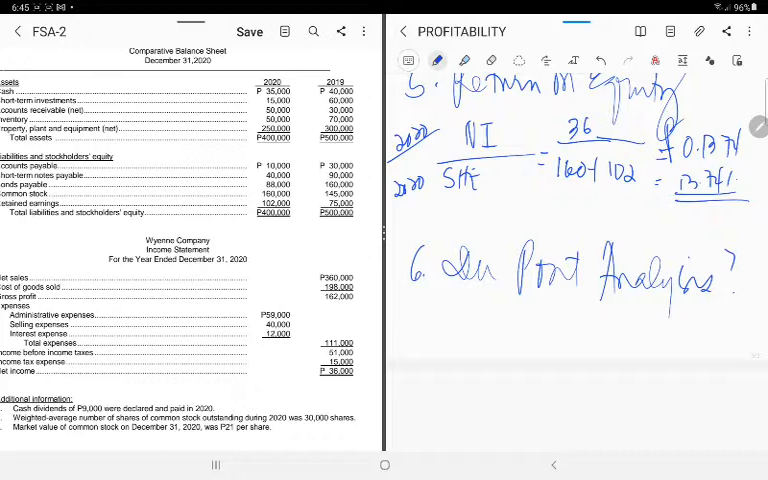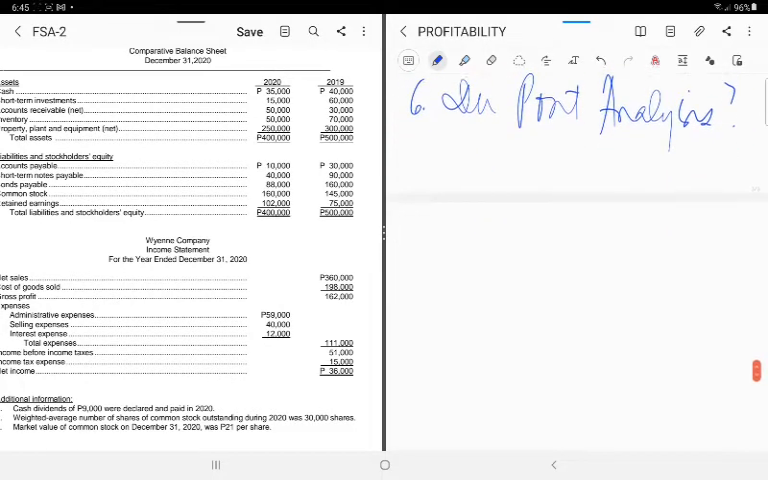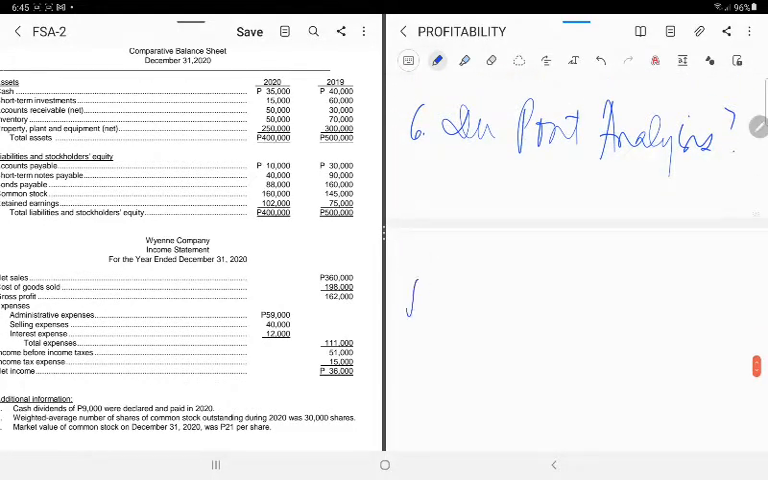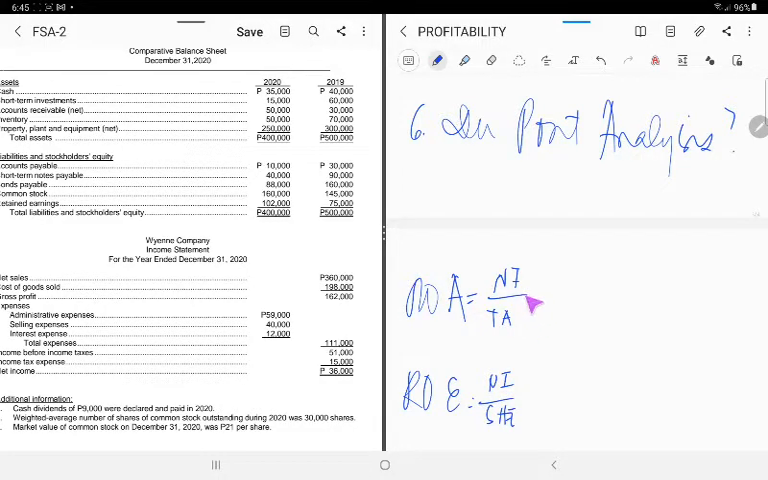What is the good thing in using DuPont analysis with your profitability ratio? Bakit kailangan natin siyang gawin? Kasi it will tell us, kasi ito ginagamit sa return on asset tsaka return on equity. Diba ito net income over total asset? Ito naman net income over stockholders' equity. Mas makikita kasi natin kung saan ang gagaling, yung efficiency and effectiveness.